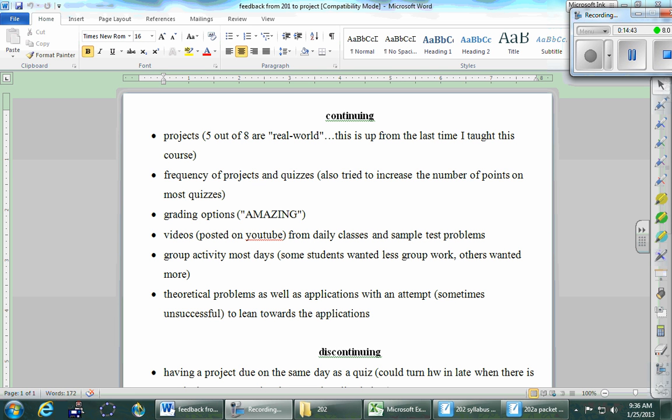Going to continue to do the theoretical stuff as well as applications, attempting to lean towards applications. I know I don't always get there, but I am trying, moving in that direction.